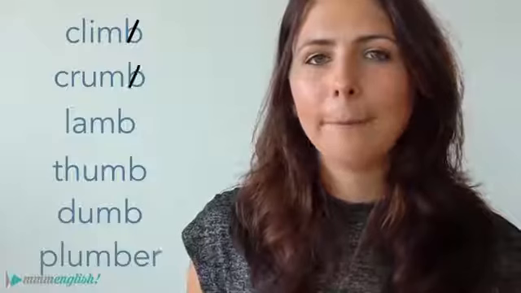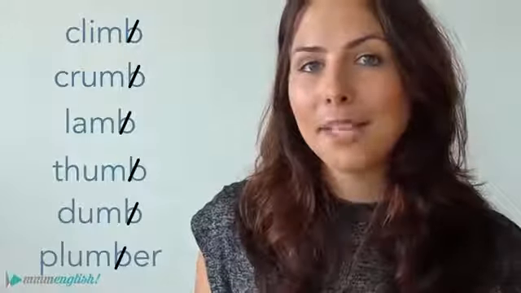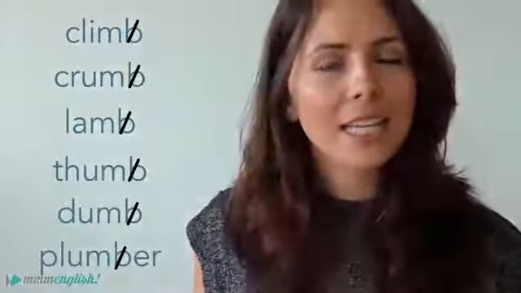Now there's a rule to remember with the letter B. It's always silent when it follows the letter M. Climb, crumb, lamb, thumb, dumb, and plumber. So practice them with me. I'm not pronouncing the B, I'm just pronouncing the M consonant sound.